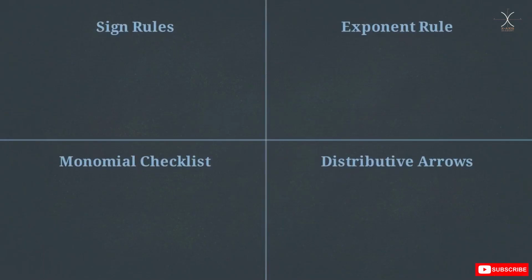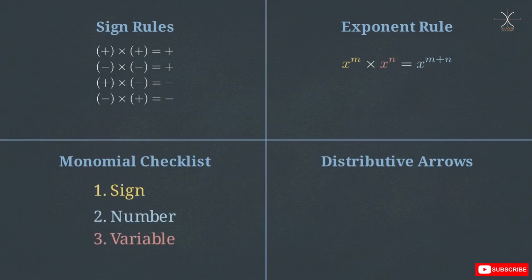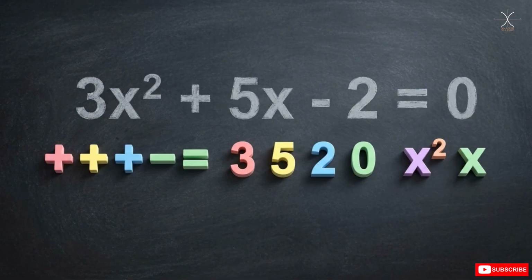These are the four pillars of the lesson: sign rules, the exponent rule, the three-step monomial checklist, and distributive arrows. Mastering algebraic multiplication comes down to breaking intimidating expressions into these predictable, rule-bound microsteps.